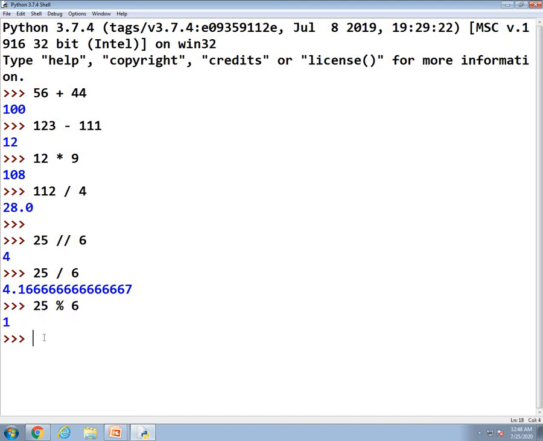Finally, we have the exponent operator. 12, and I type the multiplication symbol twice, 12 ** 3, 12 cube. It returns 1728, that is the value of 12 cube.